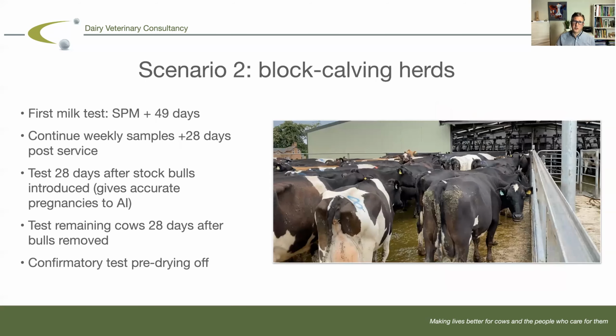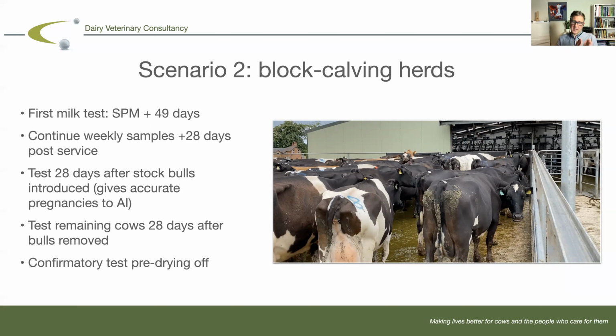Now, moving on to scenario 2, block calving herds. So again, whether or not you're doing a routine monthly milk recording, a lot of block calving herds don't. They may do a seasonal milk recording. It makes sense to organize a milk recording date at 49 days after the start of your planned mating, because that is the good time to do your first milk test.